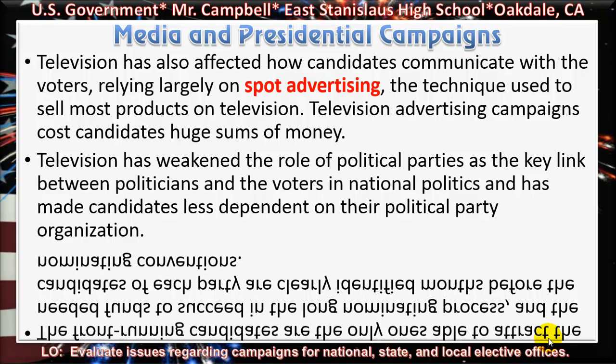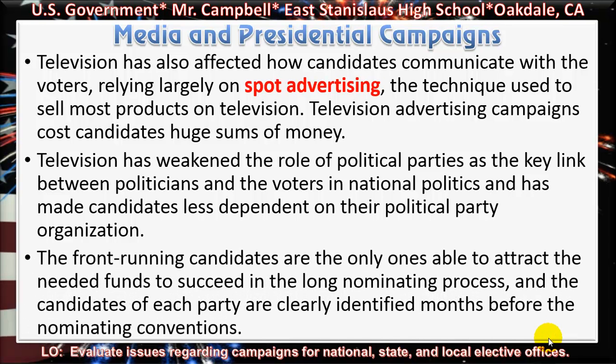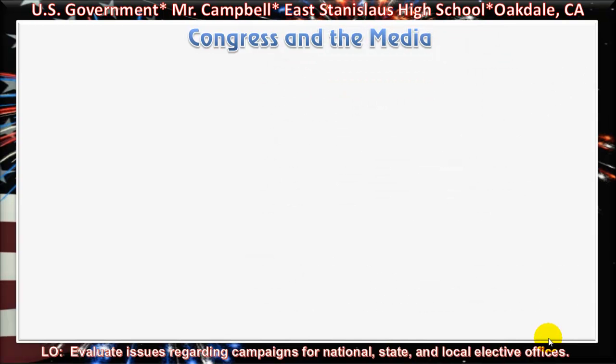The front-running candidates are the only ones able to attract the needed funds to succeed in the long nominating process, and the candidates for each party are clearly identified months before the nominating conventions.